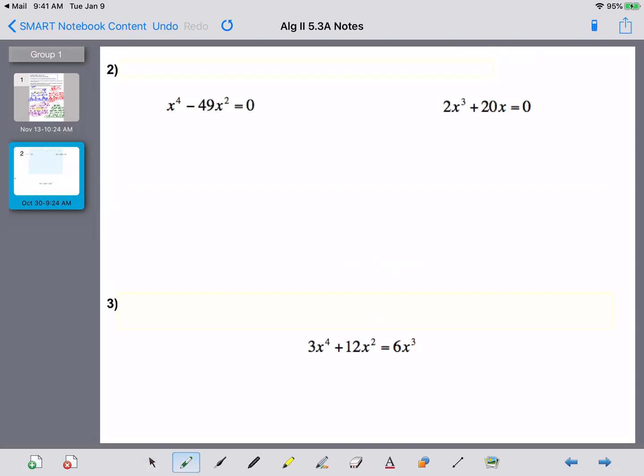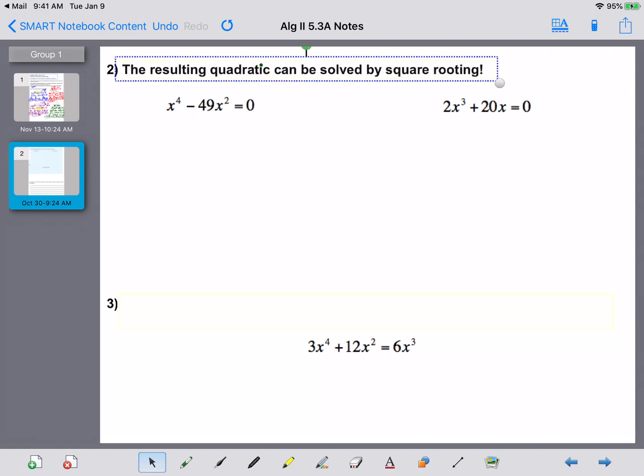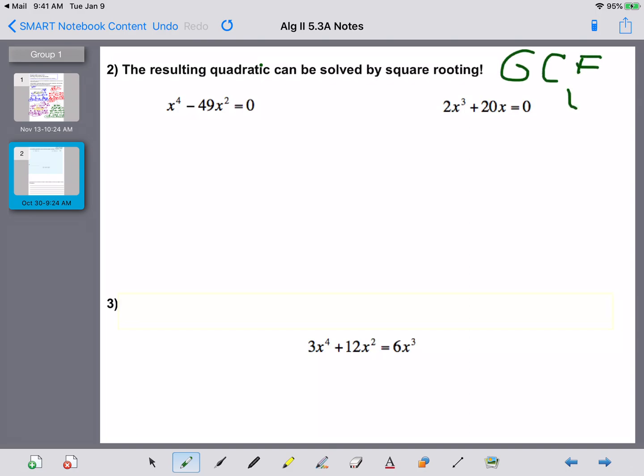The second thing that can happen is the resulting quadratic could be solved by square rooting. So again, we're still looking at taking out a GCF first. So on this one, I could pull out an x squared. It leaves me an x squared minus 49. Now for this one, we do have that x squared minus 49 is just a difference of squares. So we could continue and factor it, but we could also solve it using square roots. So I'll show you that method.